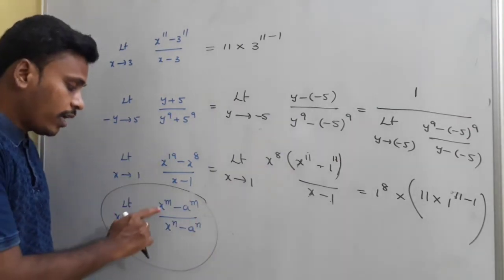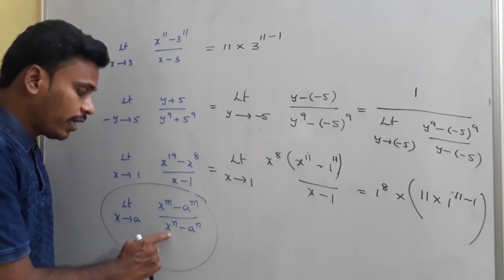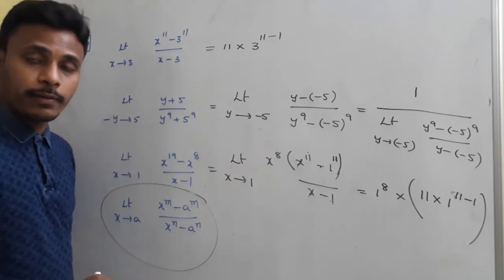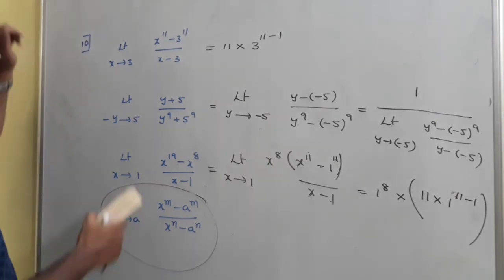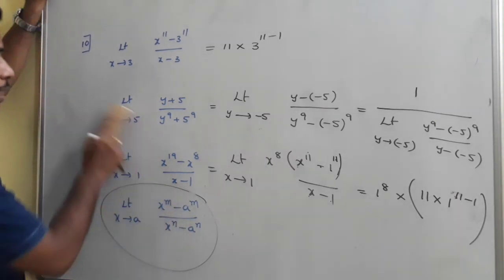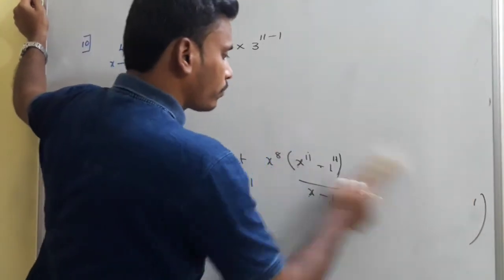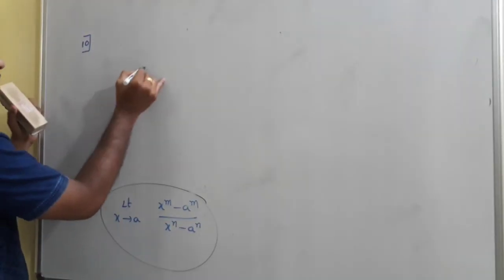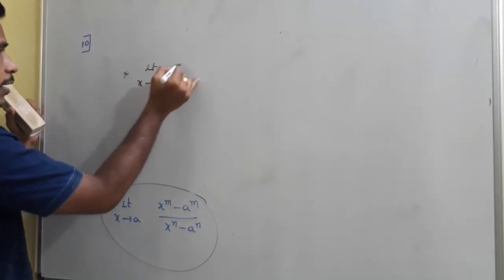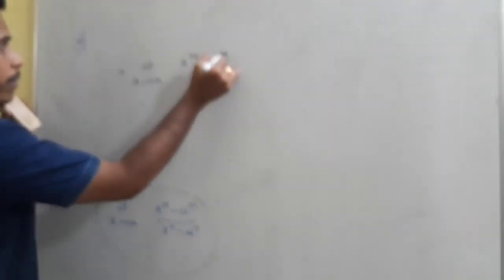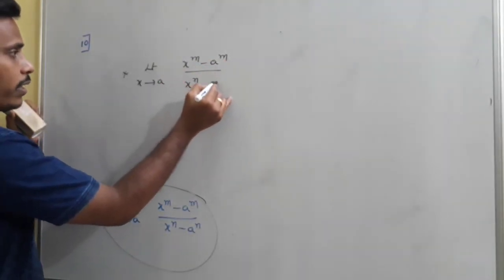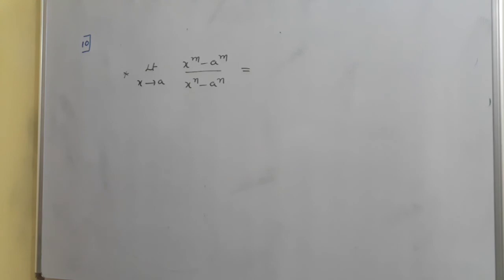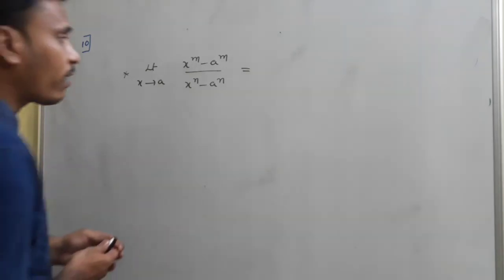Limit x tends to a, x power m minus a power m by x power n minus a power n. Okay. Always we need to search for the general format, x power n minus a power n by x minus a. If you search for it, we need to divide with x minus a. Okay. I will discuss that one. You need to memorize this one also as a separate formula, a standard limit. Limit x tends to a, x power m minus a power m divided by x power n minus a power n. Just we need to find this particular value. So to find it, you just divide both numerator and denominator with x minus a.